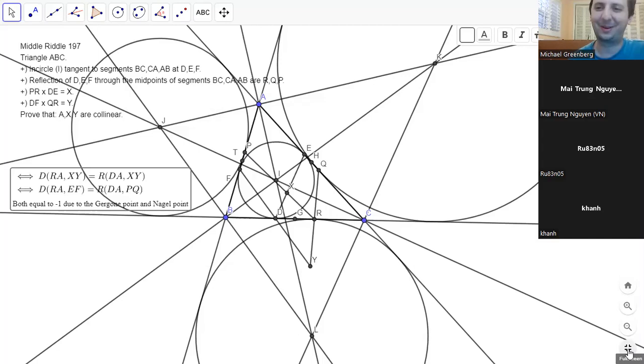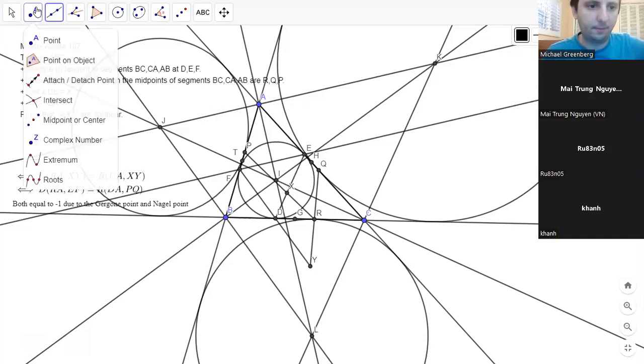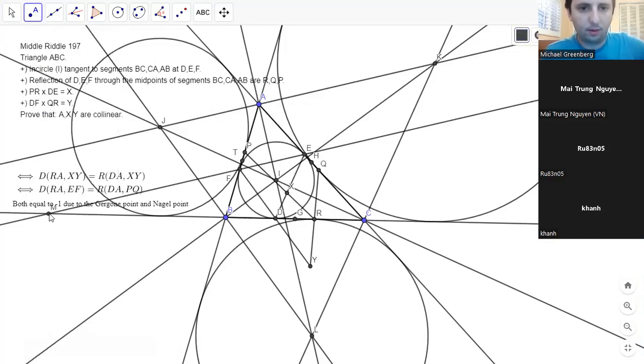But yeah, there's a lot going on here. Yeah, explain it to me just a little bit. So we have R, A, E, F are harmonic. Why is that true? So let the intersection of EF and BC be a point, and then project onto a line. So am I projecting through D onto the circle? Oh, I'm projecting onto this line right here. Okay, and that's harmonic because of the Gergonne point. That makes sense. And then this one is the same thing, but in reverse.